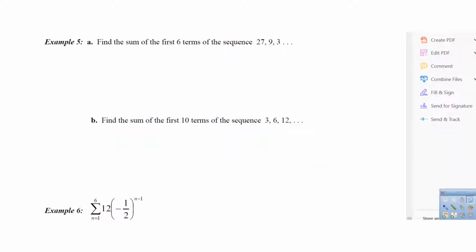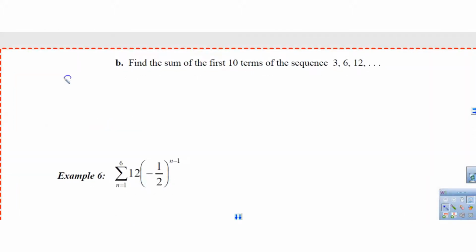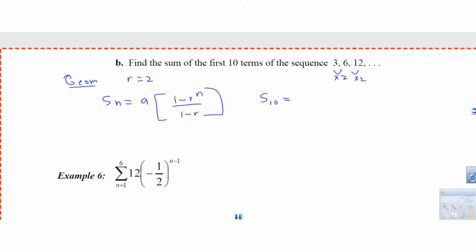Okay, question B, same idea. Find the sum of the first 10 terms. So my formula is, first of all, 3 times 2 is 6, and 6 times 2 is 12. So it's geometric, and I know that my ratio is 2. Formula for sum, S of n is equal to a, 1 minus r to the n over 1 minus r. I strongly recommend that you write down the generic formula before you do it so you don't mess up. So the sum of the first 10 terms is the first term, which is 3, then do a bracket, 1 minus 2 to the 10th power over 1 minus 2.